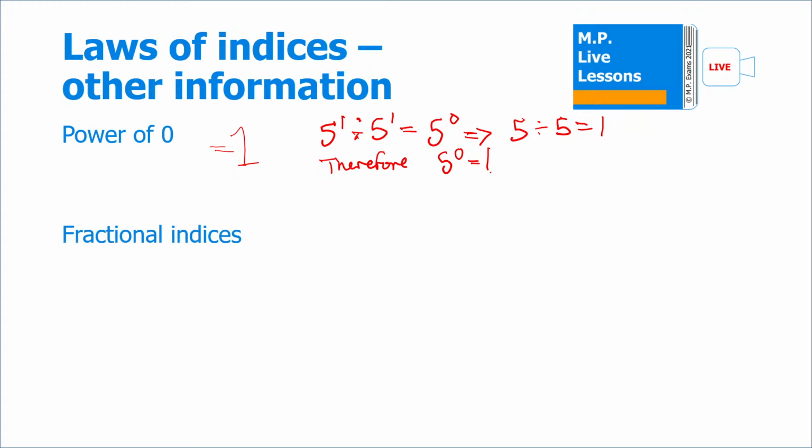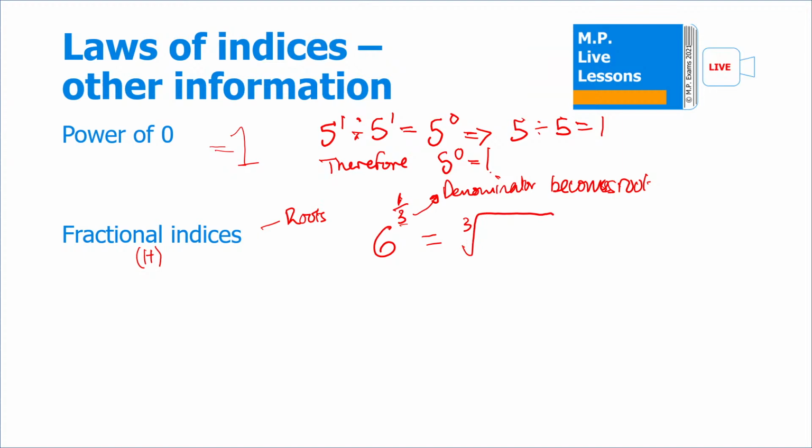You also might need to know about fractional indices, though this is more likely to be a higher tier thing. So this is where we use roots. So let's say we have 6 to the power of a third. This denominator becomes the root. For example, this 3 here, we put it outside, we draw a little surd thing, so it becomes a cube root of 6.